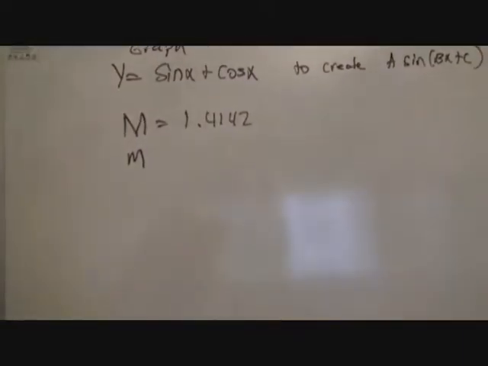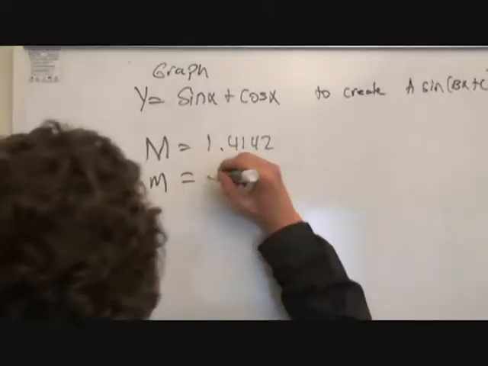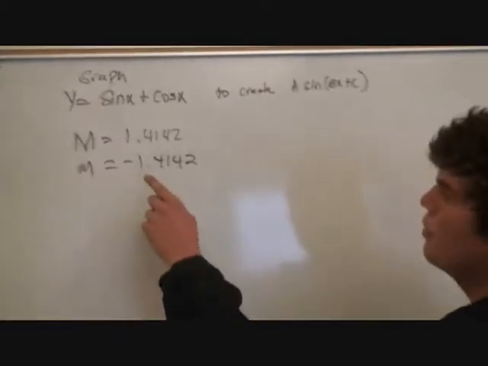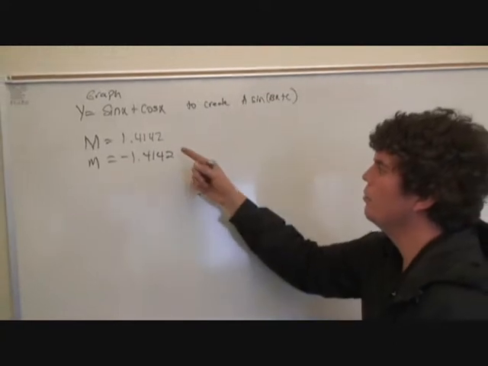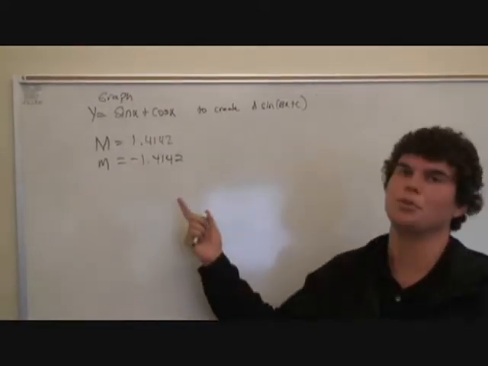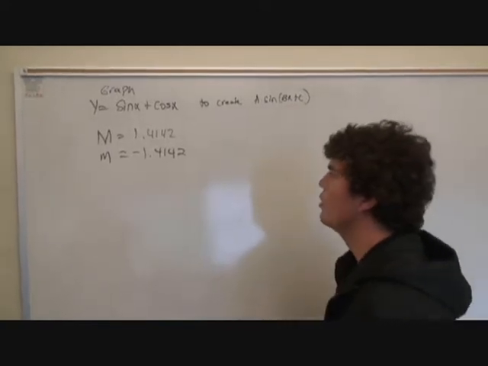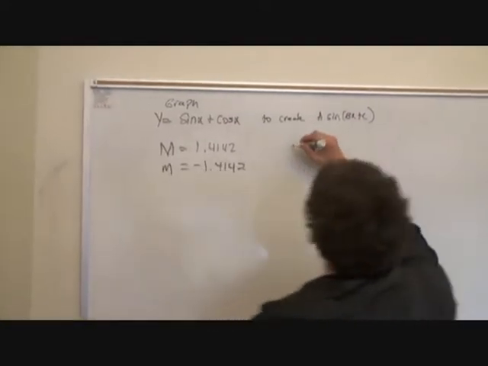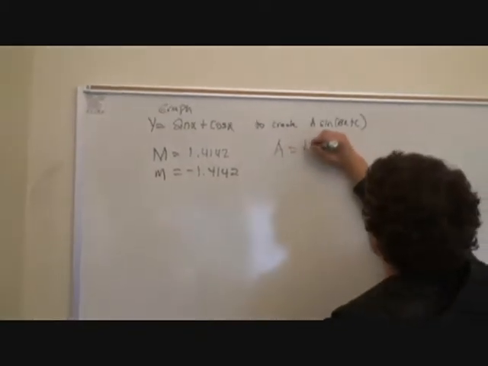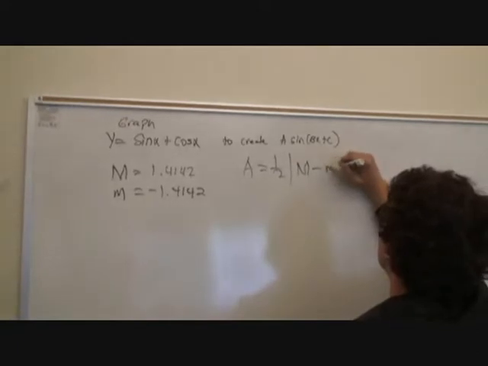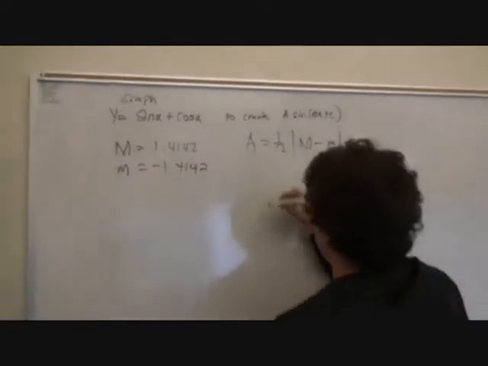Negative 1.4142. As you can see, one is just the negative of the other, which means we don't have any vertical translation, which is good. We can use these two to find the amplitude, which equals 1/2 the absolute value of the maximum minus the minimum. So we'll just plug into the equation.